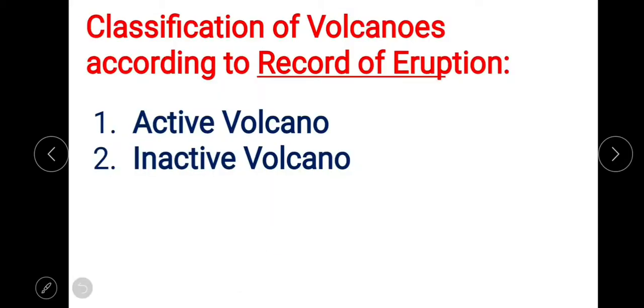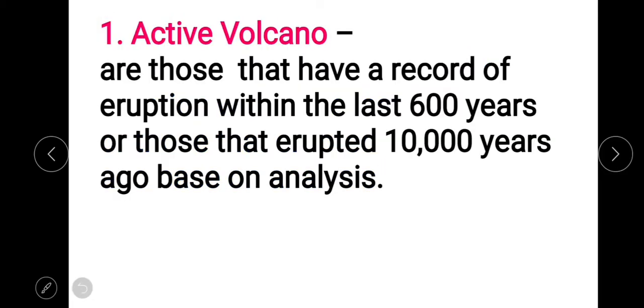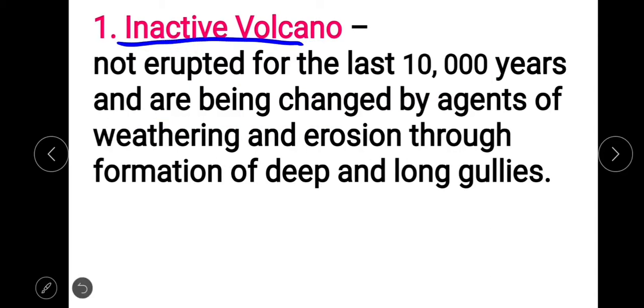Okay. Then we have also the classification of volcanoes according to the record of eruption. We have two kinds of volcano according to eruption. We have active and inactive volcano. The first is active volcano, those that have a record of eruption within the last 600 years. So if that volcano has a record of eruption, meaning to say it is an active volcano. The opposite one here is the inactive volcano, when it has no record of eruption, not erupted for the last 10,000 years.